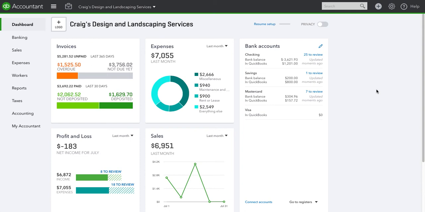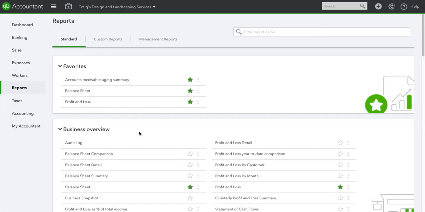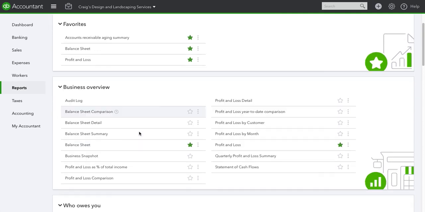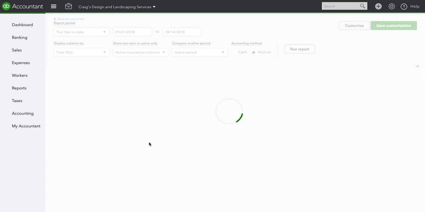So let's get started. Once you've logged on to QuickBooks Online, we will go to Reports. And as I've mentioned in previous videos, once you hit the star, it'll move the report to your favorites so you can have easy access to the reports that you like to see frequently. So let's go to balance sheet.